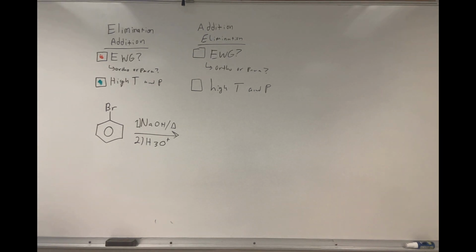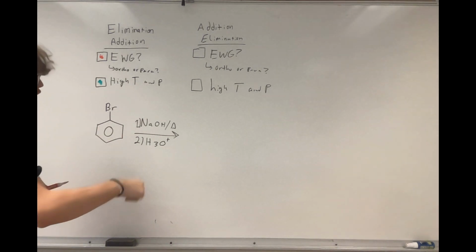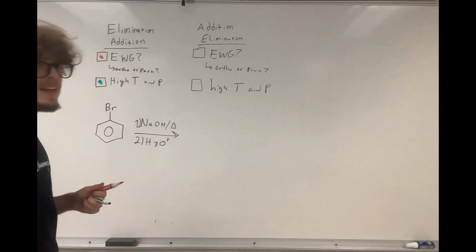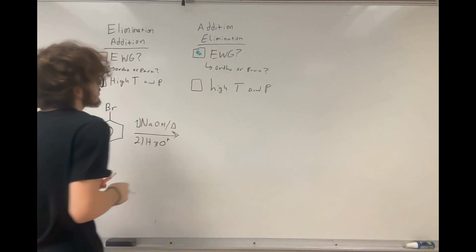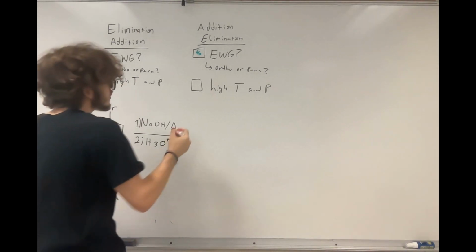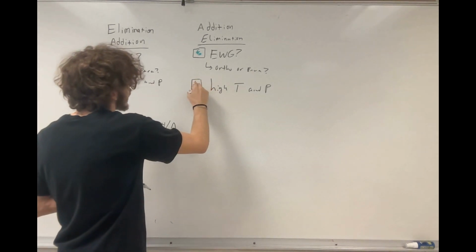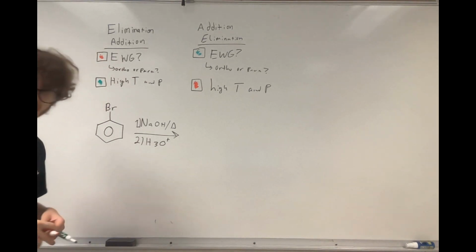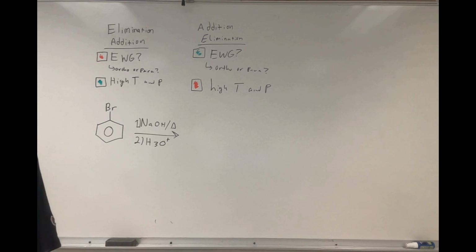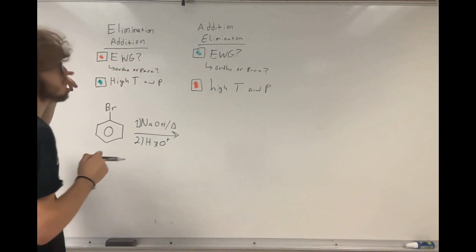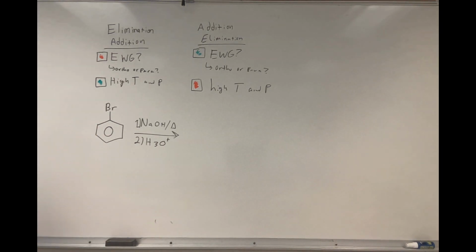The opposite is true for addition elimination. For addition elimination, you need to add something first. You're going to go through what's called a Meisenheimer complex, and you need an electron withdrawing group. And as a consequence of having that group, you do not need high temperatures and pressures. Okay? So now that we identified some criteria, I want to get into each reaction respectively and show why you need an electron withdrawing group, for example, in addition elimination, and why you need high temperature and pressure in elimination addition.